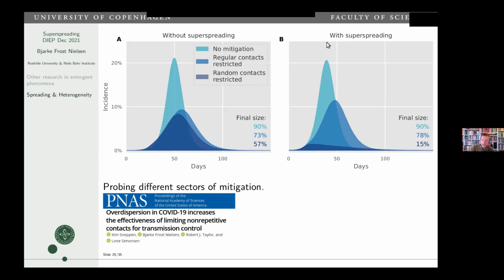But in a super spreading case, restricting the regular contacts again has a very moderate impact, even less than before actually. But restricting the random contacts, that's where you really get the bonus, so to speak. That's where it really pays off. Close by restaurants. Yeah, exactly. That's where that idea essentially comes from. It's the restaurants and so on. So events, restaurants, etc. Just work and stay at home.